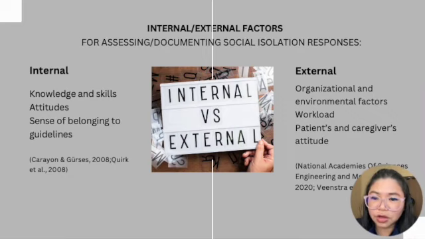External factors are also crucial for comprehensive assessment and documentation of social isolation. External factors such as the use of organizational guidelines, such as natural language processing or NLP, documenting living alone in electronic health records can assist in identifying social isolation. However, relying solely on the indicator of living alone may not always accurately identify patients at risk.